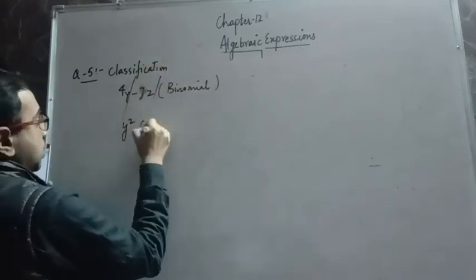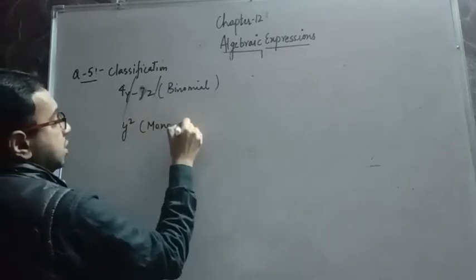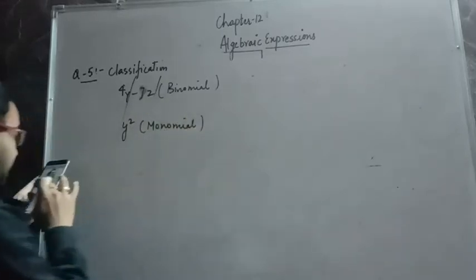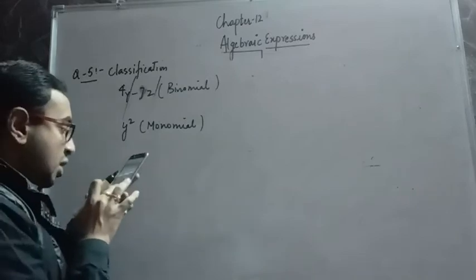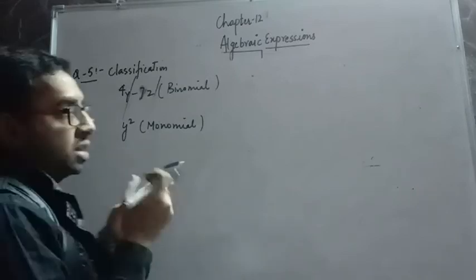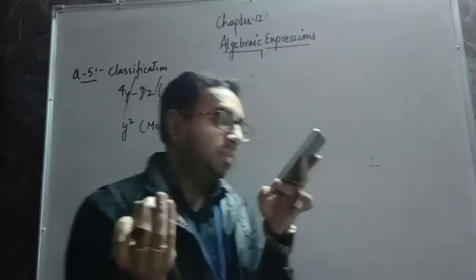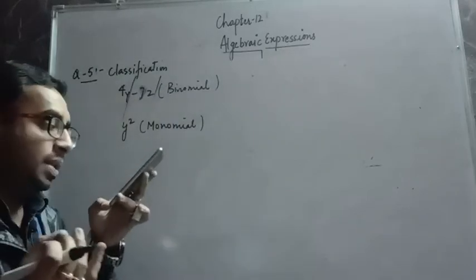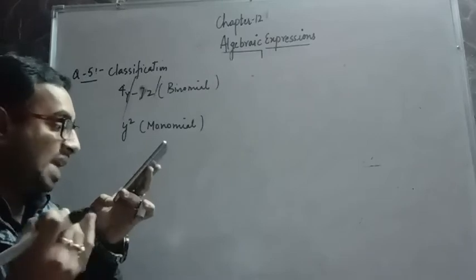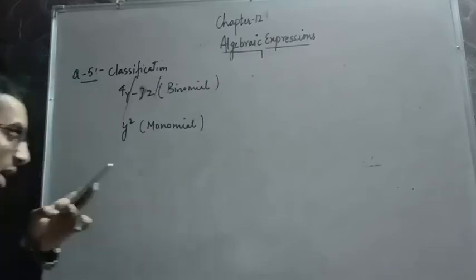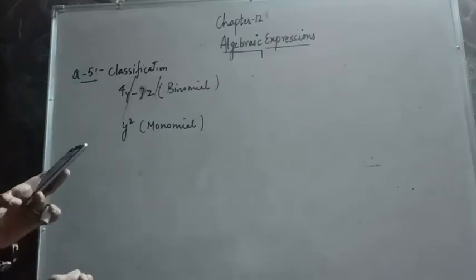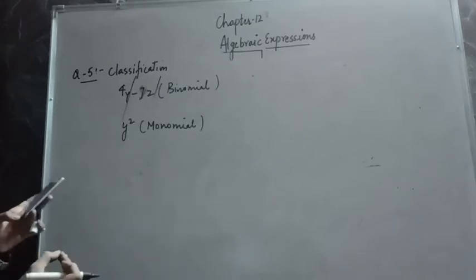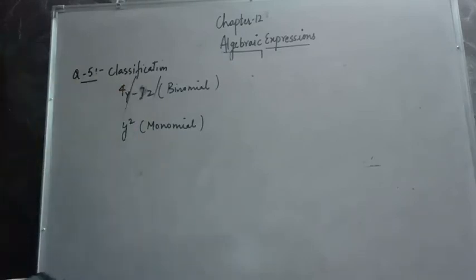y square, monomial. Because no other term is there, only one term is there. Third, trinomial. Fourth, monomial, because constants are monomial. Then trinomial, binomial, binomial. 8th, monomial. 9th, trinomial. 10th, binomial. 11th, binomial. And 12th is trinomial.